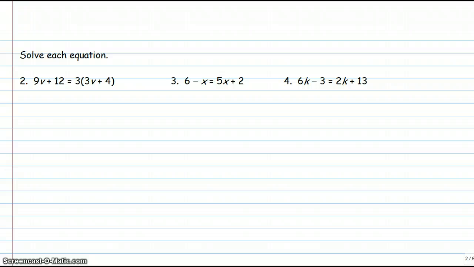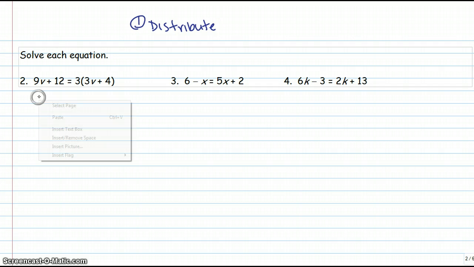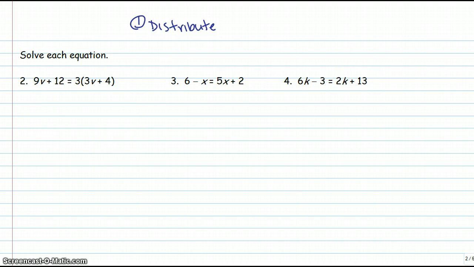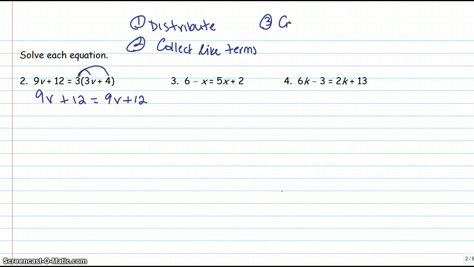Alright, now we have a couple more equations to practice solving with. When I look at number 2, I should see parentheses, and we should first distribute. Anytime we see parentheses, we should probably take care of distributing first. So I have 9V plus 12 equals 3 times 3V, that's 9V, and 3 times 4, that is 12. Again, if you had to collect like terms, you would, but we don't have any in this instance. Step number 3 is to get the variables together.